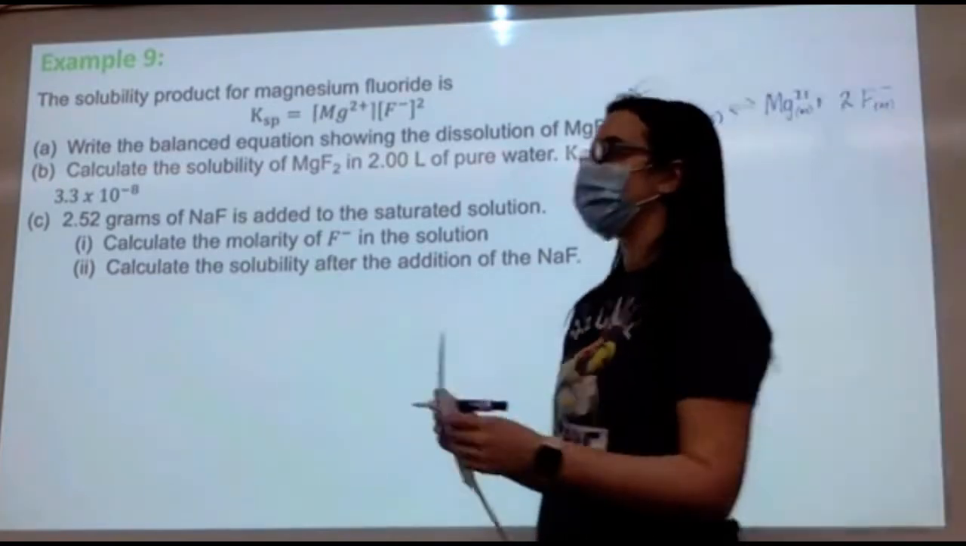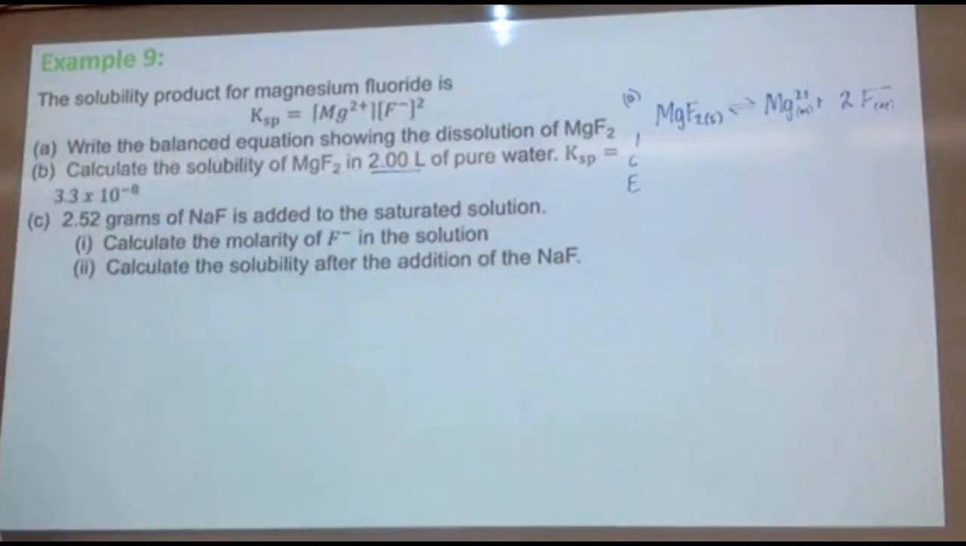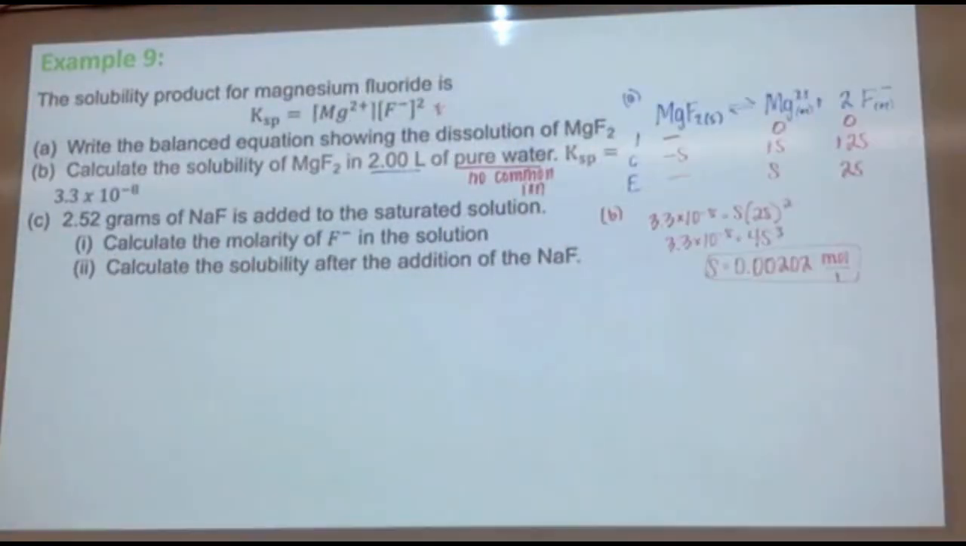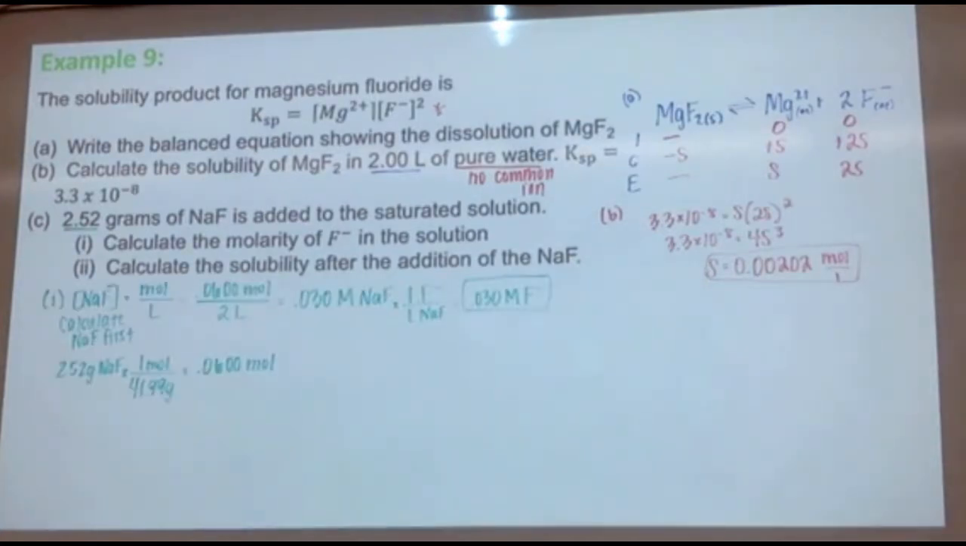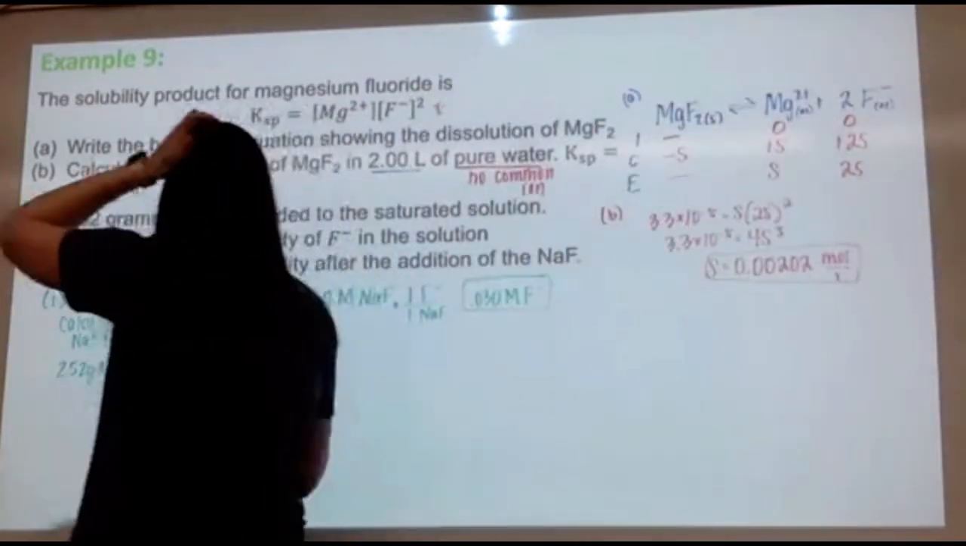I will tell you, people see this 2 liters and they think they need to do something with it in part B. You don't. You don't need to do anything with that 2 liters in part B. So I've got A and B on the board so far. You want to check as you're going through. So I have part 1 of C up here. This is where that 2 liters comes in.